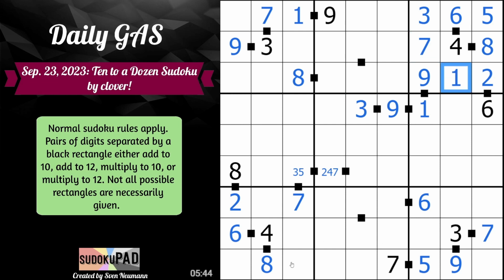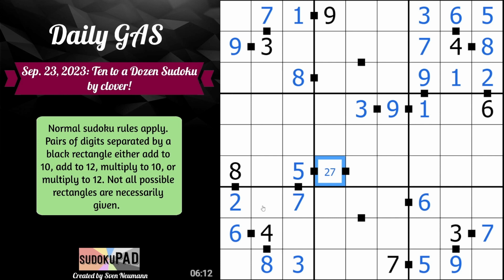And in the same way, 1 3 5, yeah, so this can only be 3. This is just a naked single, so that's a 3. That gives us 5. 5 7 5. 5 is a 2 7, right? Because it either multiplies to 10 or it adds to 12. Yeah, I think the 2 7 is fine there.